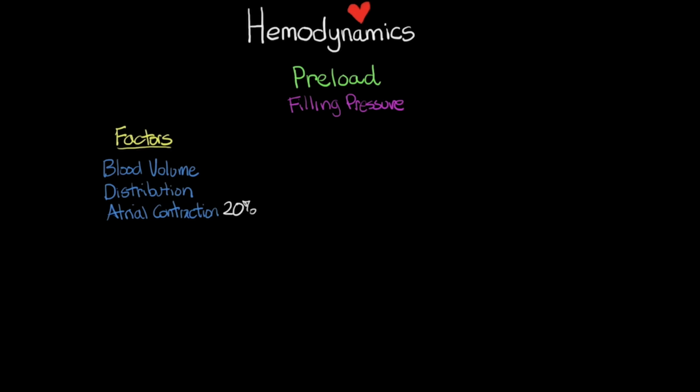In order to really understand preload and have an idea of how it impacts our stroke volume, you need to understand something called the Frank-Starling law. And the basic concept behind the Frank-Starling law is an increase in preload equals an increase in our stretch of cardiac muscle, and this equals a stronger contraction.